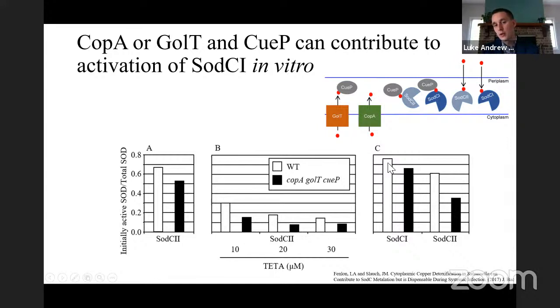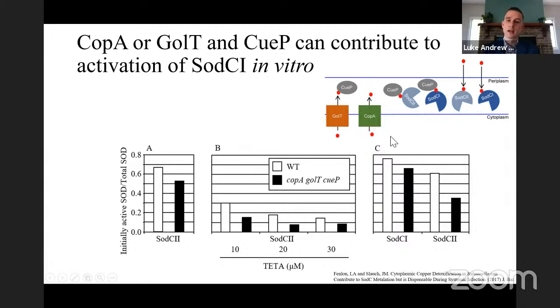What's notable about this data is comparing it to SOD-C2, we see a higher initial fraction of active enzyme in SOD-C1 compared to SOD-C2. And this actually fits with previously published data based on other research. We know that SOD-C1 actually has a slightly higher affinity for copper than SOD-C2. So it's not necessarily surprising that we would see higher initial activity for SOD-C1 compared to SOD-C2.